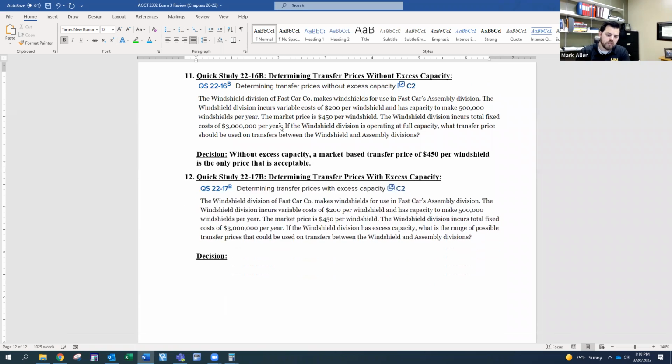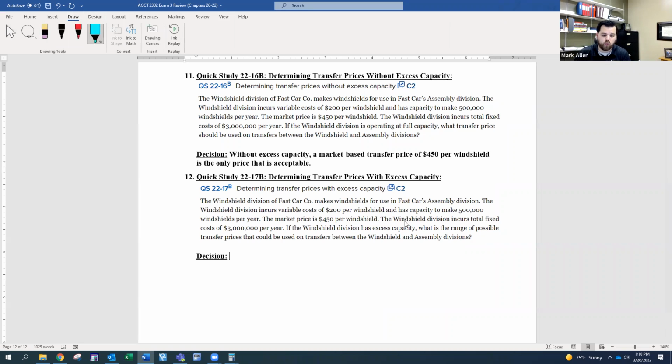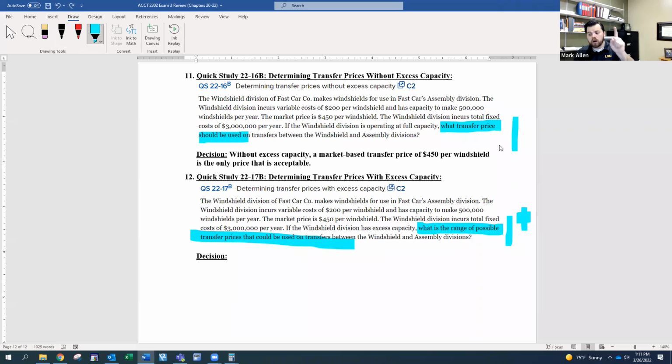Now, the situation gets a little bit more complex when we do have excess capacity. So in this case, we have the same information, but we are told if the windshield division has excess capacity, notice even the change in the way the question is worded. What is the range of possible transfer prices versus here, what transfer price should be used? Meaning one transfer price, meaning more than one transfer price in this case, right? So that's what we're looking at. In the first problem we did on this page, only one price was acceptable. If you gave me a range for the first one, it's wrong.